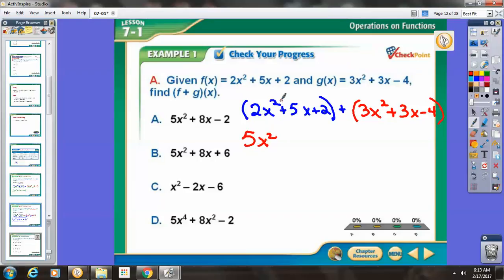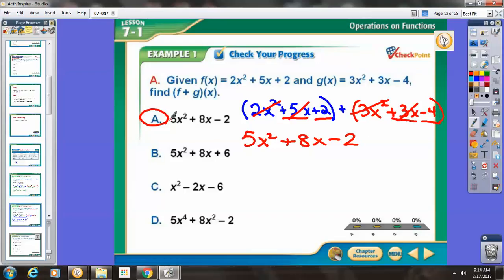5x squared. We have our linear terms. 5x plus 3x is 8x. And 2 minus 4 is negative 2. How many of you got that correct answer? Good job. Looks like our right answer should be letter A.